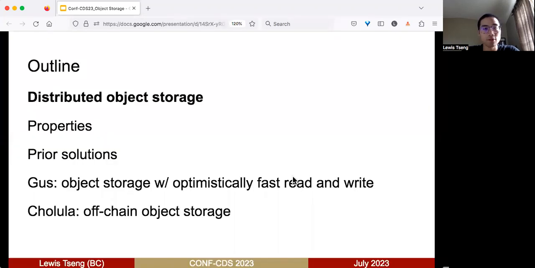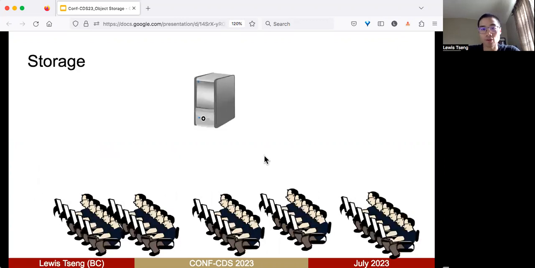So the outline for today is that I want to tell you what object storage is, what some desirable properties are, what some state-of-the-art systems are, and two of our advanced systems, which are GUS and the next one, Cholula. So what is storage?